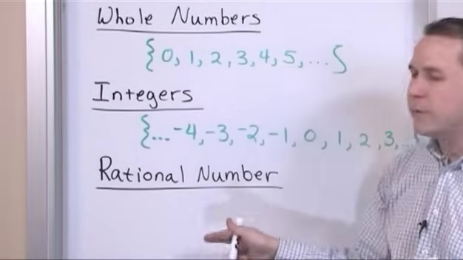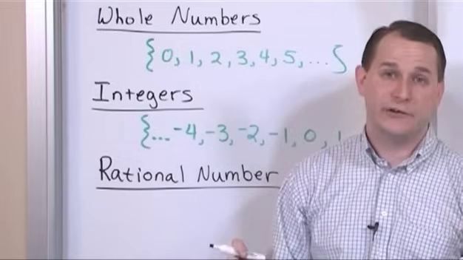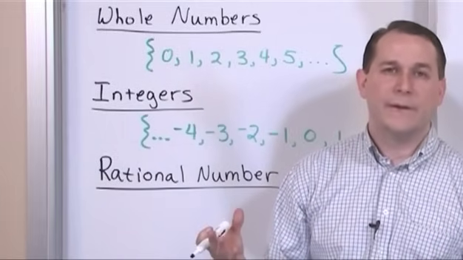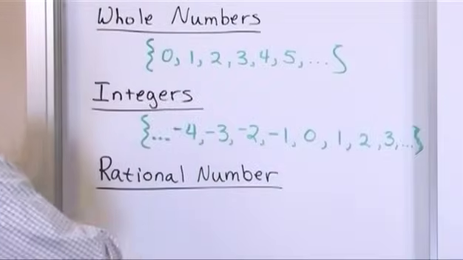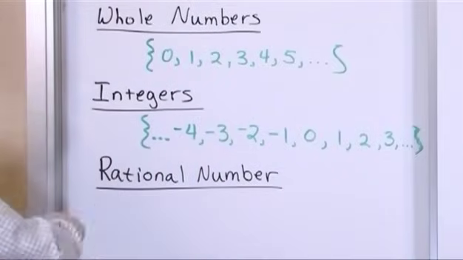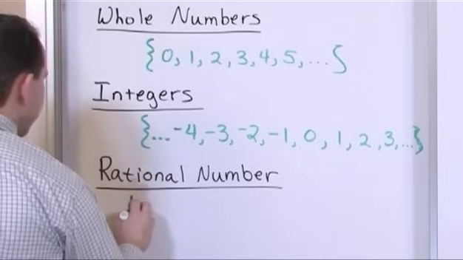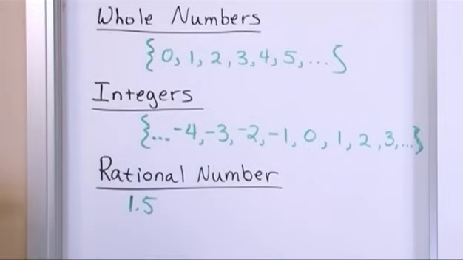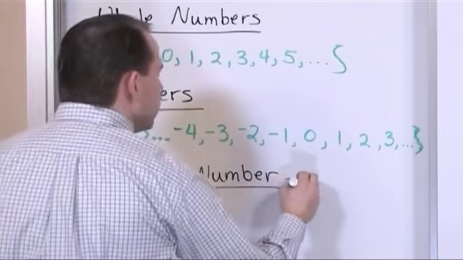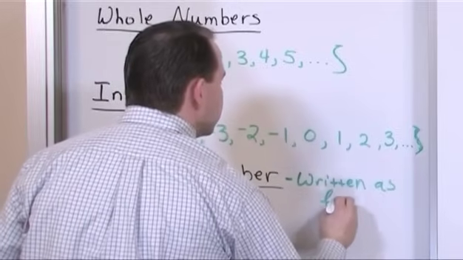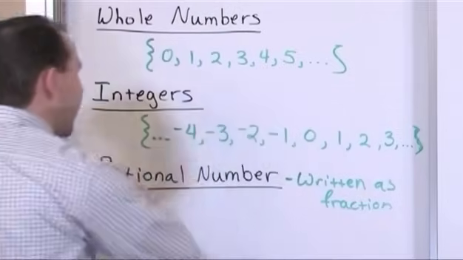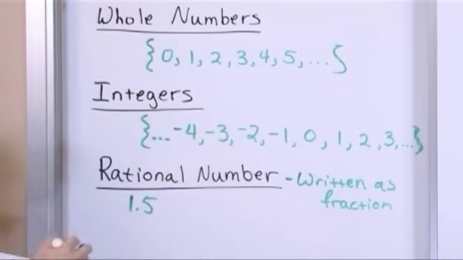These numbers, the rational numbers, are the numbers that we can write as fractions, which is actually most numbers out there. So we're going to say that the rational numbers are the ones that we can write as a fraction. Let me give you an example. Let's say the number 1.5. Is this number rational or is it not rational? Well, the question you have to ask is, can it be written as a fraction? Because all rational numbers can be written as a fraction. So can it be written as a fraction?